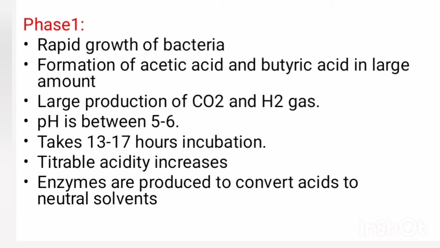The decrease in pH is due to the formation of acetic acid and butyric acid. There is an increase in the titrable acidity. In phase 1, enzymes are produced to convert acids to neutral solvents.